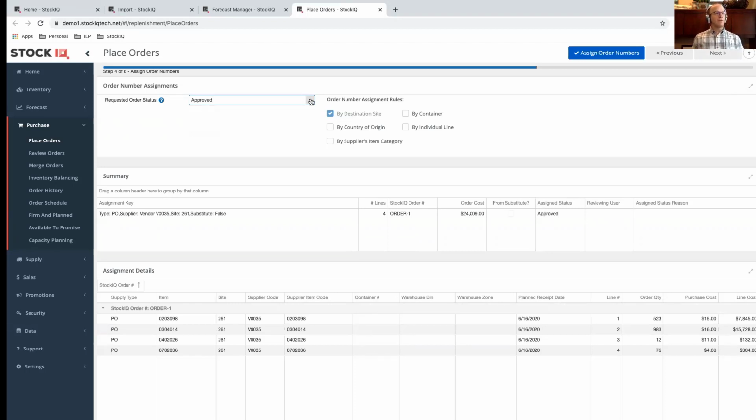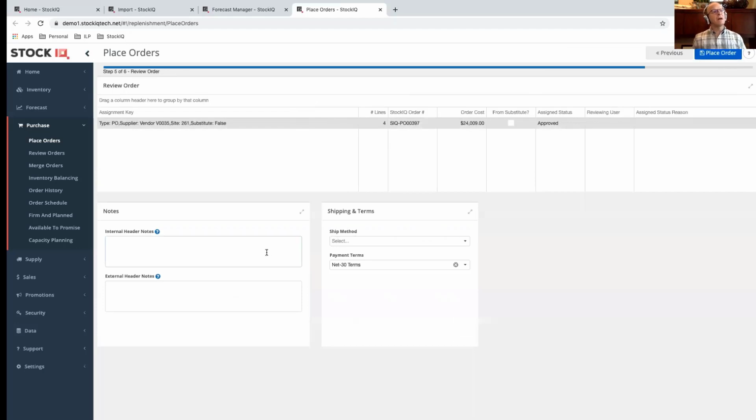But bottom line, one of the things that you'll note is we have the ability to do order number assignments. We can assign them by individual destination site, by container, by individual line. Next step in the process, I can put notes in here. Real key element for us here, though, is to complete that process. We're publishing this data back into the ERP system. When that data gets published back in, basically any maintenance of that open order occurs directly within the ERP system.